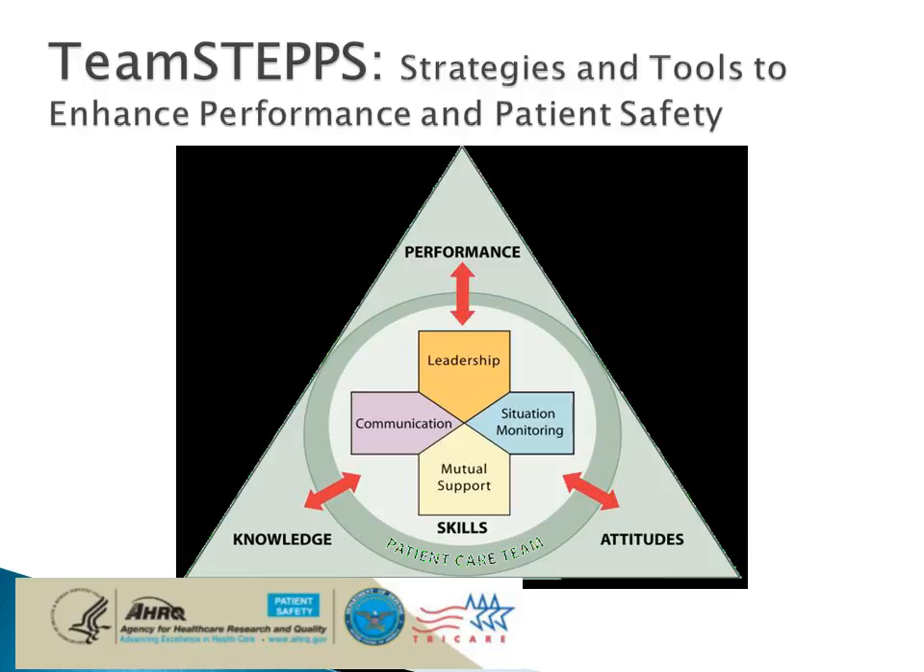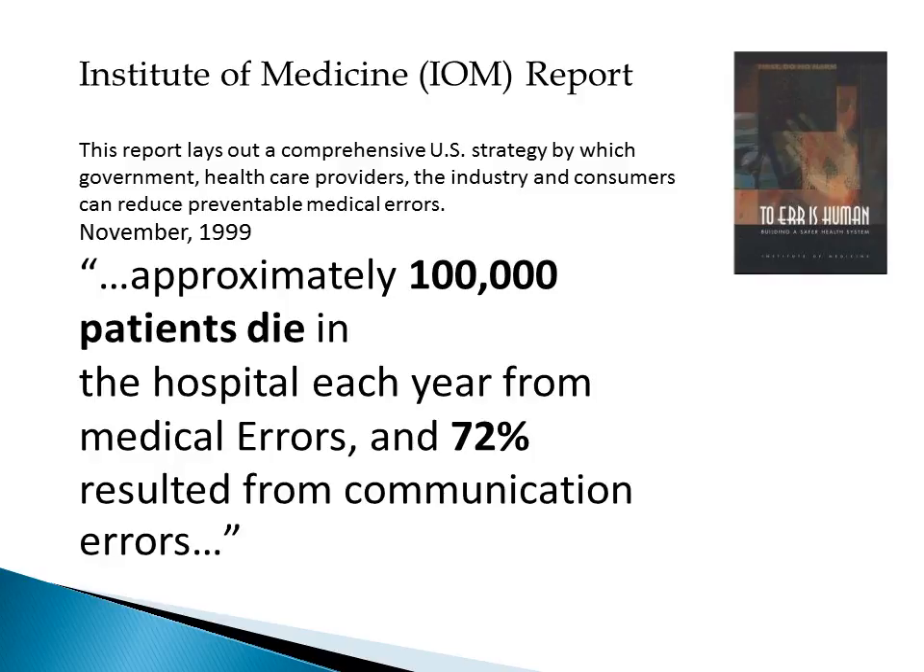The Agency for Healthcare Research and Quality has provided a lot of information about patient safety and healthcare quality, so that's an excellent resource for you to tap into for additional information. Also, we shared at week 1 the Institute of Medicine, IOM for short, one of the reports, and it was a shorter version of To Err Is Human. But again, I can't say it enough how impactful this article was in the world of healthcare. This was back from November of 1999, and they were talking about approximately 100,000 patients dying in the hospital each year from medical errors, and 72% resulted from communication errors. So again, that's why I want to tie that in with TeamSTEPPS and why that communication is so critical.